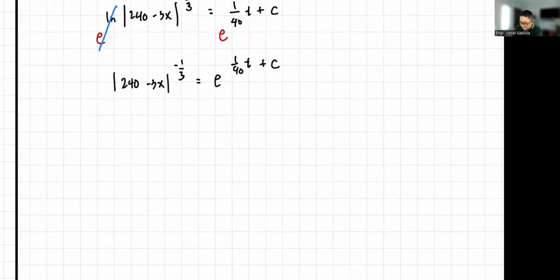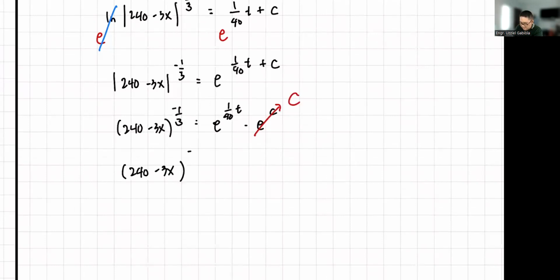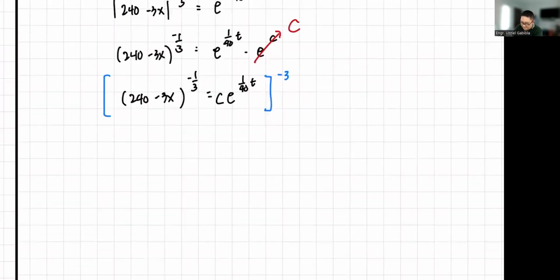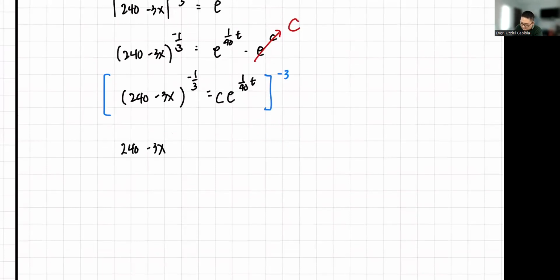Simplify: 240 minus 3x to the negative 1/3 equals e to the 1/40 t times e to the c. The e to the c can just become a constant. So 240 minus 3x to the negative 1/3 equals C e to the 1/40 t. Then raise both sides to negative 3 to remove the negative 1/3, so 240 minus 3x equals C e to the negative 3/40 t.